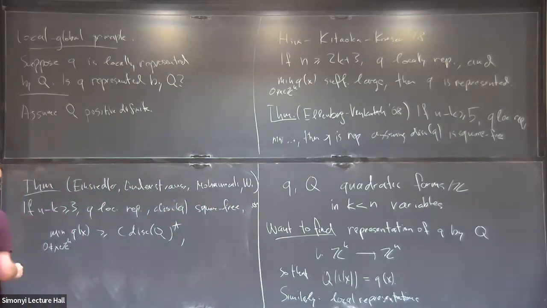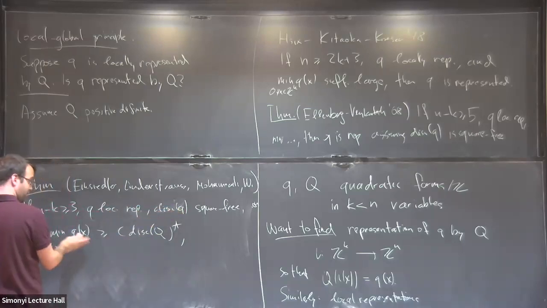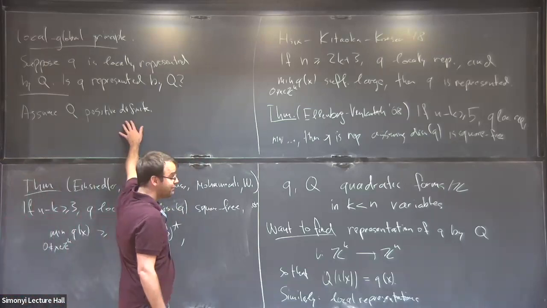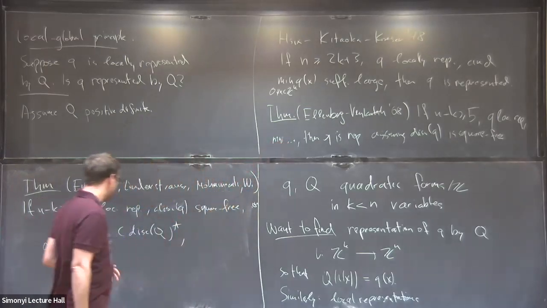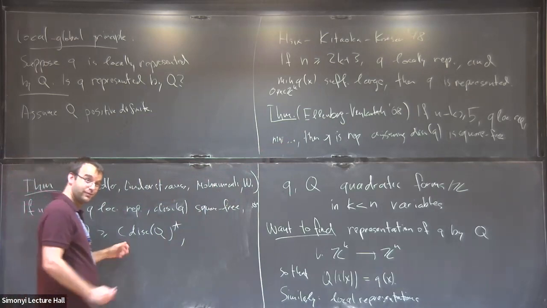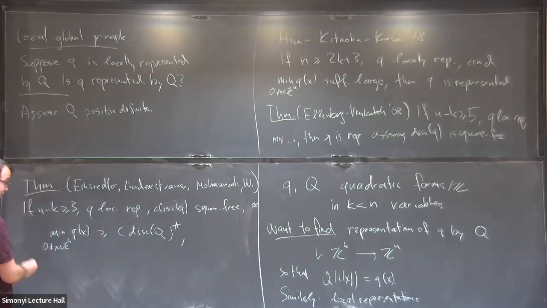Okay, so now I have all the words. Locally representable, I'm assuming that the discriminant is square free and the minimum is sufficiently large. I didn't specify it before, but certainly for the local-global principle for positive definite forms, it's necessary that the minimum be sufficiently large. This lower bound here is very far from optimal. So locally representable, all of that, then the same statement.